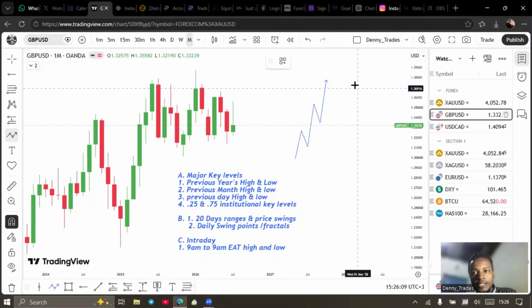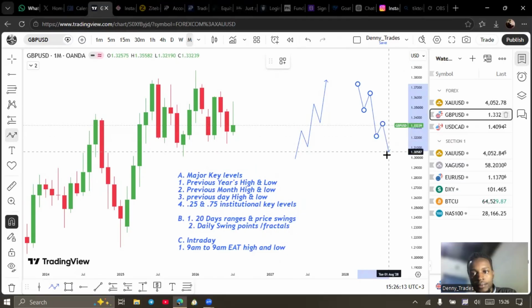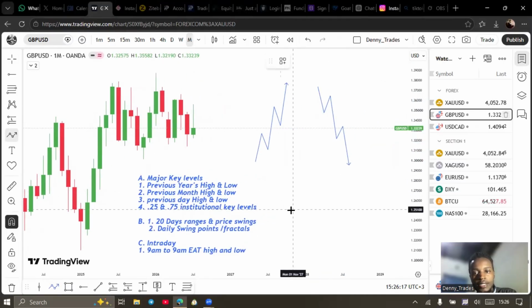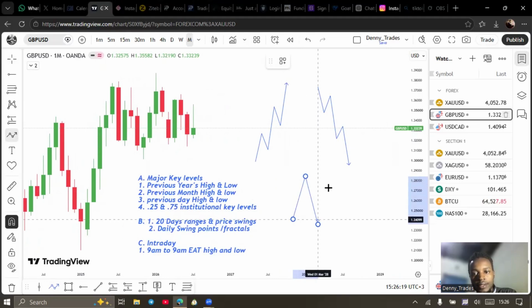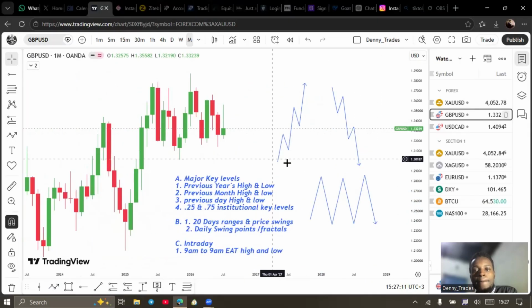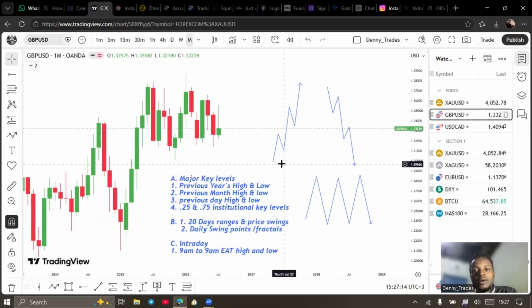or it's trending lower, or it's moving sideways. Okay, price is doing either of these three things. It's either trending up, trending lower, or moving sideways.